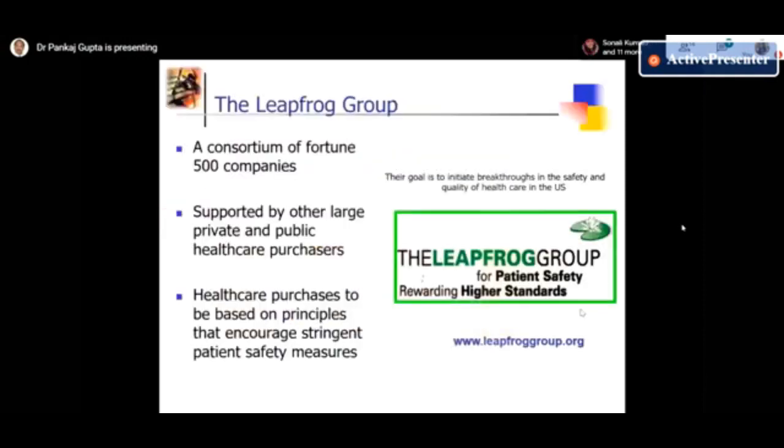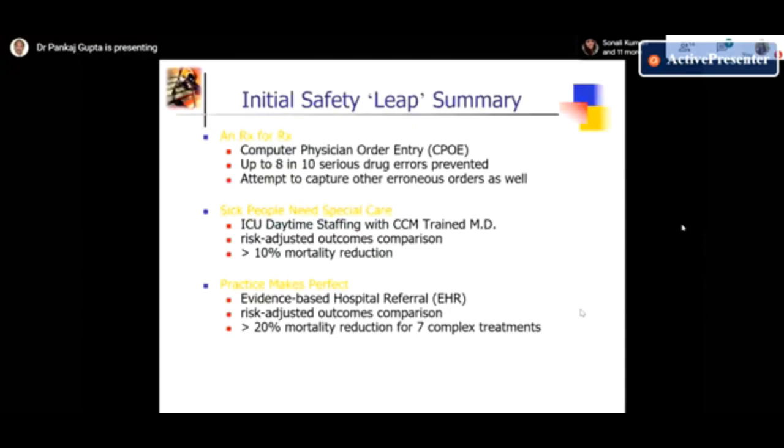So that's the Leapfrog Group logo. These are more details about the standard that they put together. EHR standards and CPOE standards are just a few of those for patient safety. But then they went into more detail about what other things you can do for patient safety. And if somebody is interested, you can go to the Leapfrog Group website and read it.